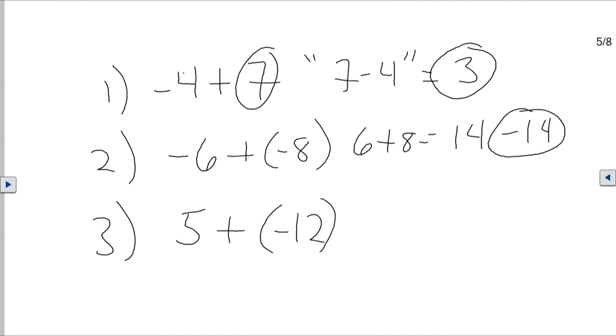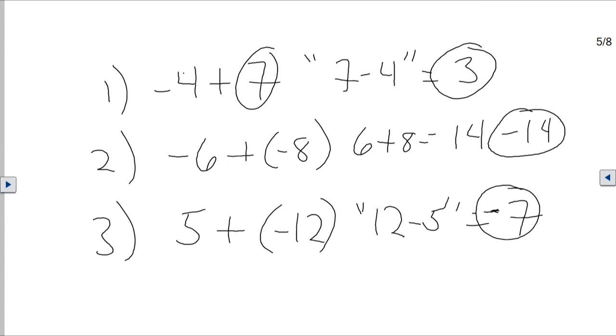And last one, number 3, different signs. We find the difference. So I want to think 12 minus 5, which gives me 7. And then I look, do I have more positives or more negatives? Well, in this case, I have 12 negatives, 5 positives. So I have more negatives. My answer is going to be a negative 7.